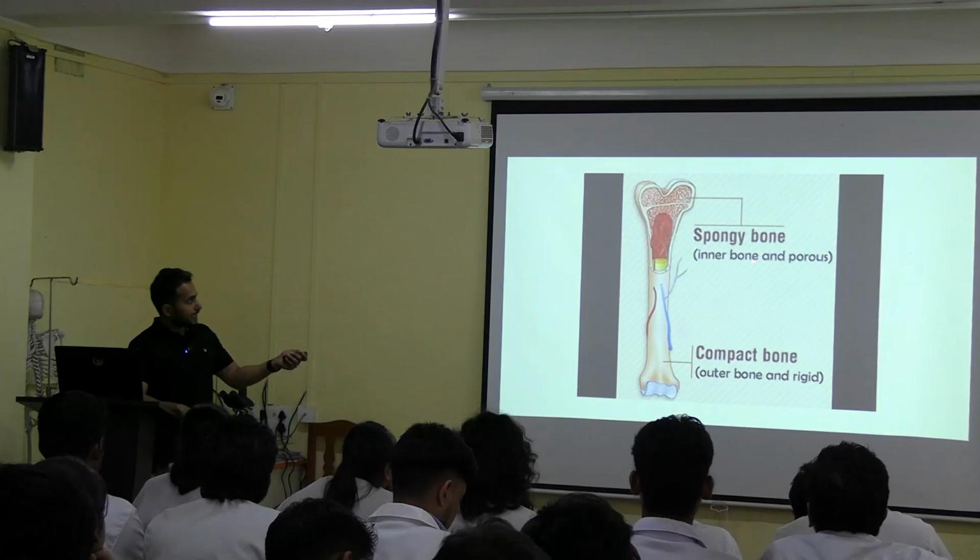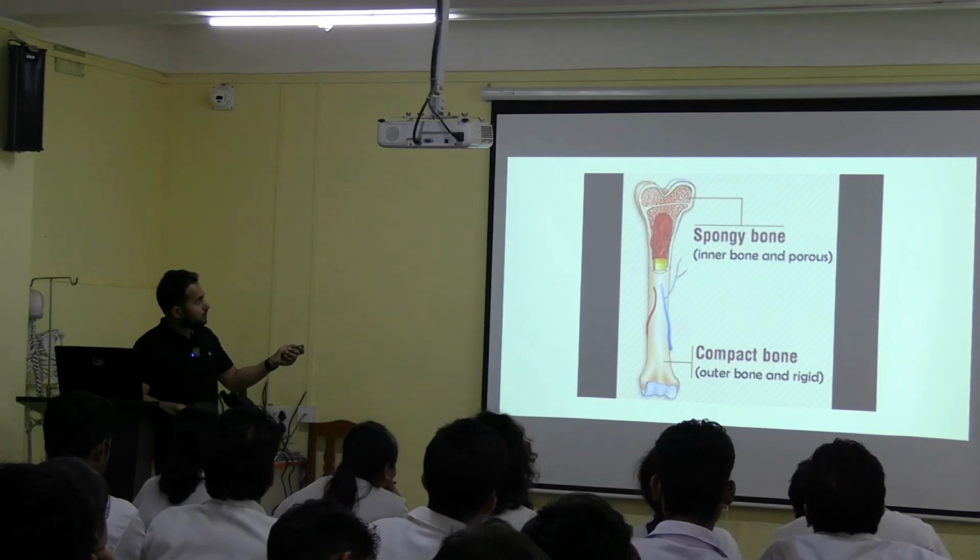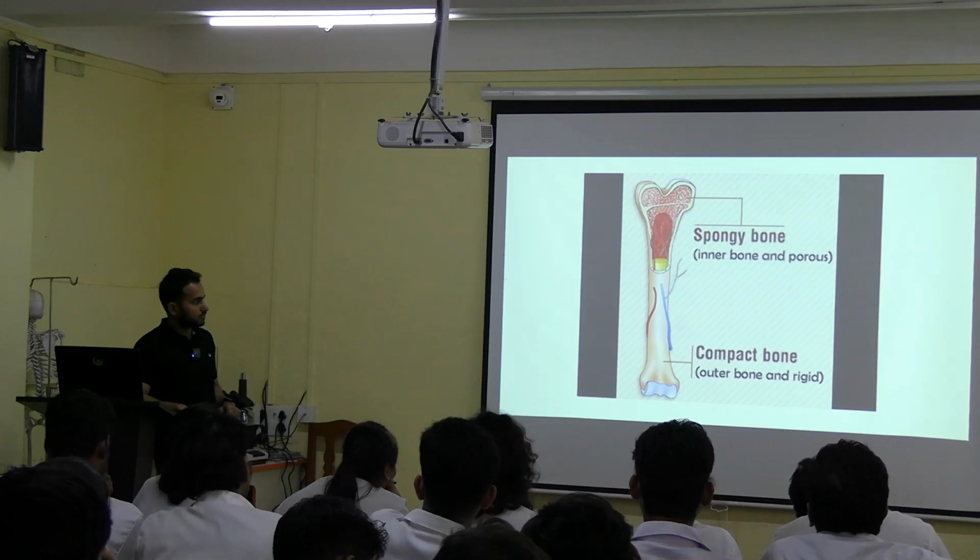Next, another diagram is there. Here you can see this is the spongy bone and this is the compact bone.